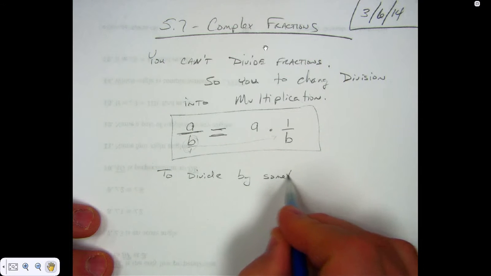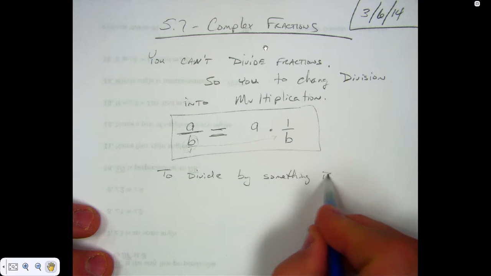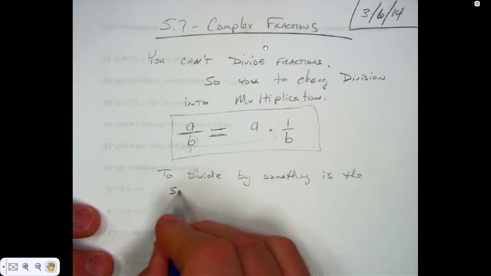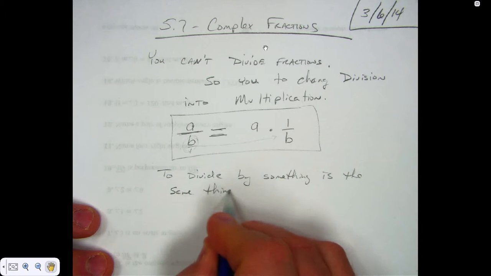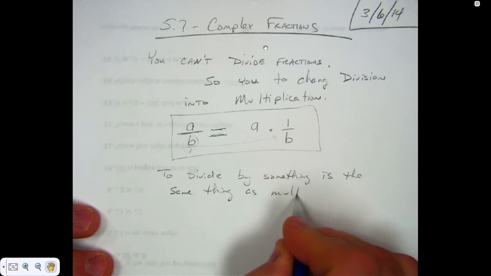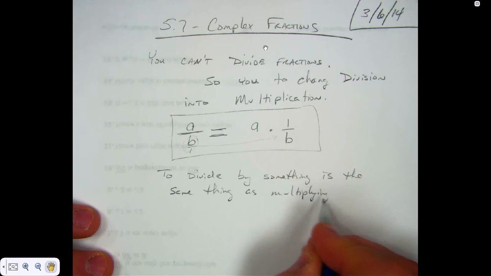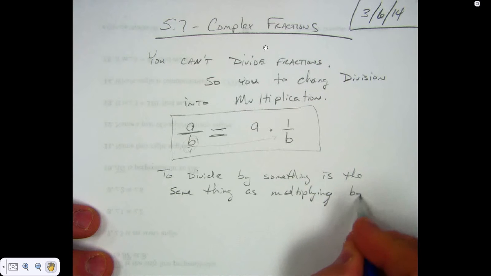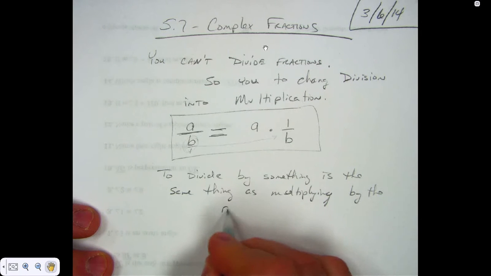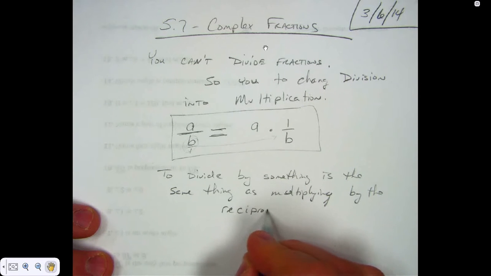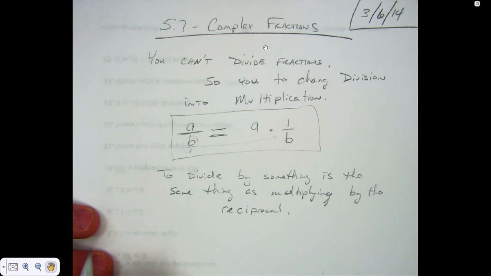To divide by something is the same thing as multiplying by the reciprocal. What is the reciprocal of A over B? B over A. You should remember that.